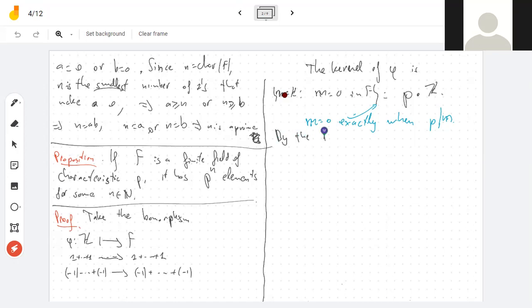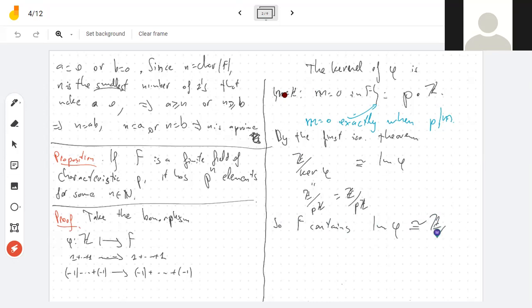So by the first isomorphism theorem, for any homomorphism, Z mod the kernel is isomorphic to the image. So Z mod the kernel, we just said, is Z_P. And the image is whatever it is, but it's a subring of F. It's a subfield. So any field of characteristic P, really I didn't use that it's finite, contains Z_P. That's what we just proved.